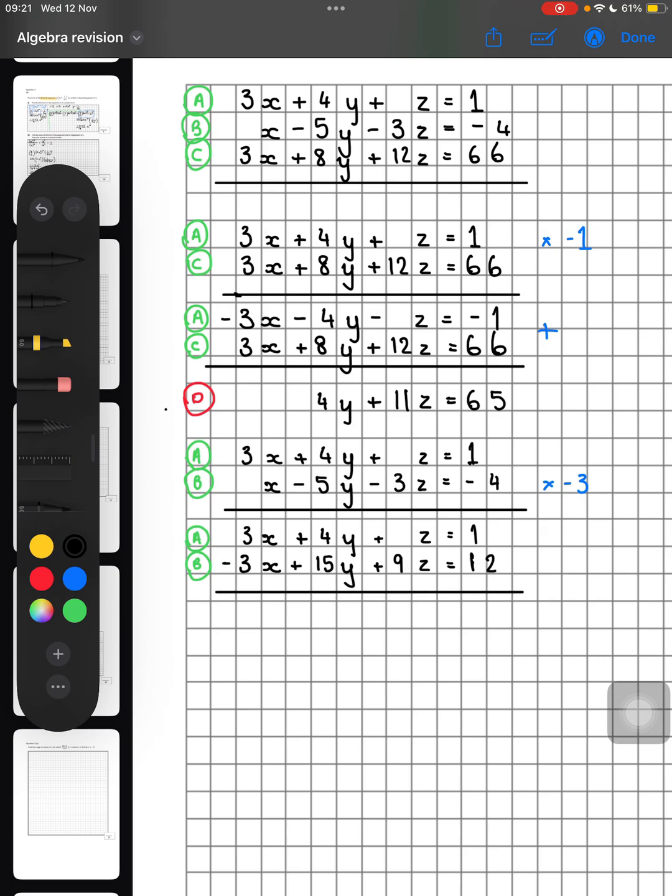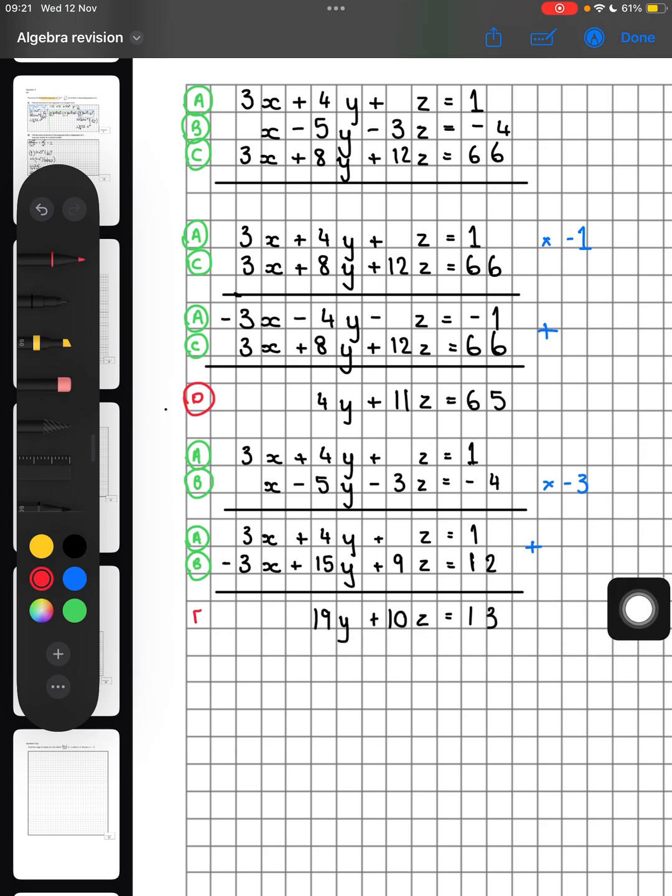So now I'm going to merge those equations together. I'm going to add them together. And I know that the x's are going to cancel. So it's going to be 3x minus 3x, so 0x, so I don't need to write it. And then I'm going to end up with 19y plus 10z is equal to 13. So that is my new equation.